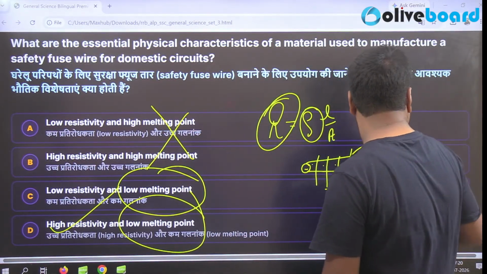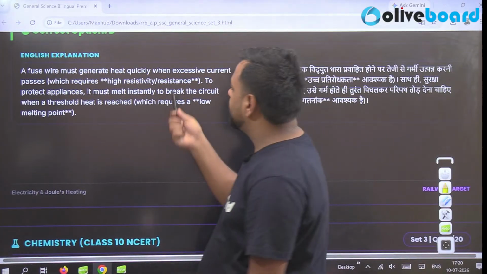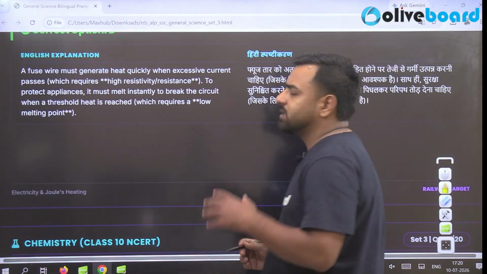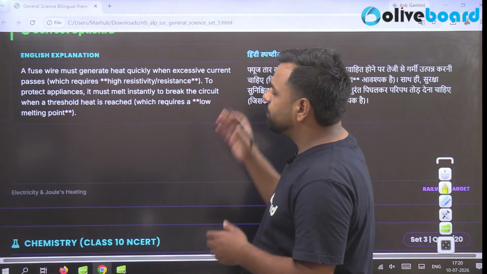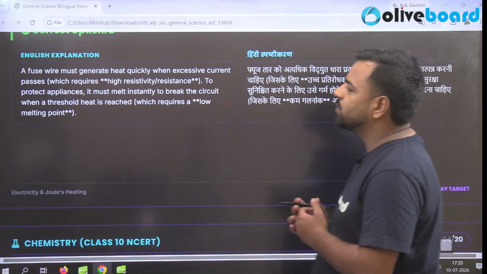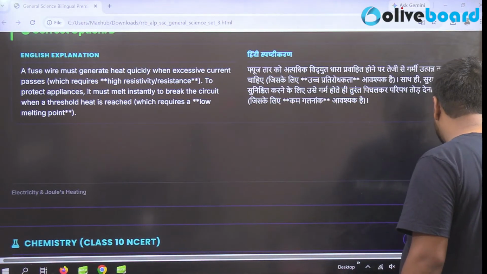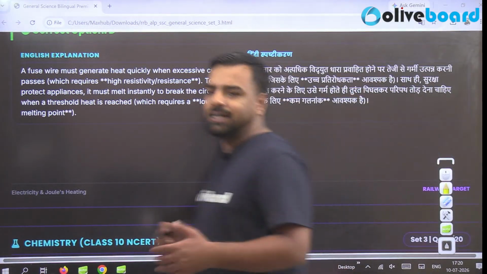Perfect. So that's done. A fuse wire must generate heat quickly when excessive current passes. That is, I'm talking about the short circuiting. To protect appliances, it must melt instantly to break the circuit where a threshold heat is reached. Now I have one more question. Guys, how much heat is generated? How can you actually tell that?